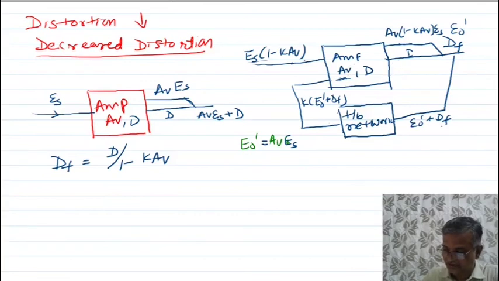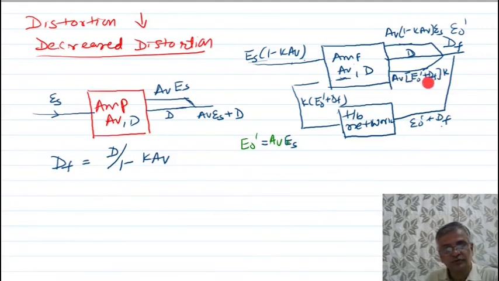So here you will get gain into EO dash plus DF into K. Look here, this signal is multiplied by that, which I have written. Gain multiplied by input, that is your output. So in your output you will get three parts.